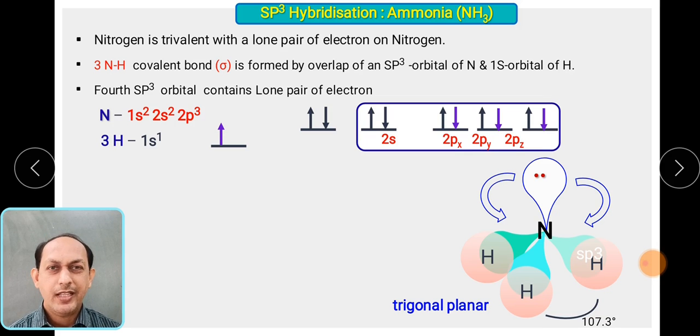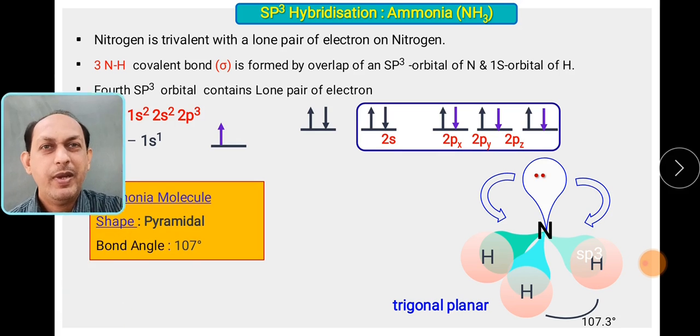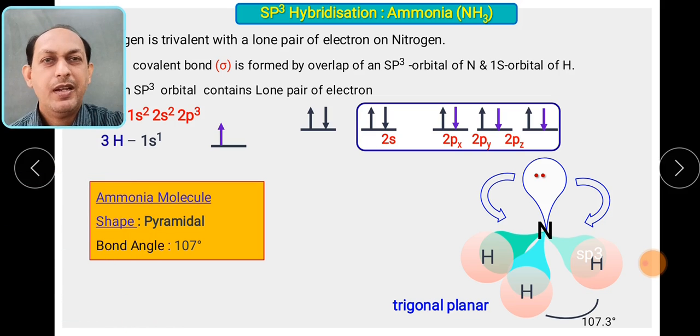So why has the bond angle been reduced from 109 degrees 28 minutes to 107 degrees? The reason is the lone pair. Whatever lone pair is present on the nitrogen acquires maximum space inside. As a result, there is a repulsion between the lone pair and bond pair and bond pair and bond pair, so this lone pair pushes the bonding orbitals below. As a result, that particular bond angle has been reduced to 107 degrees. And you can expect the ammonia molecule has a pyramidal shape with bond angle 107 degrees.